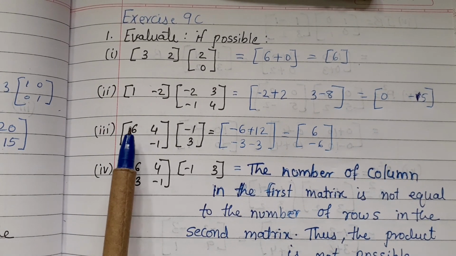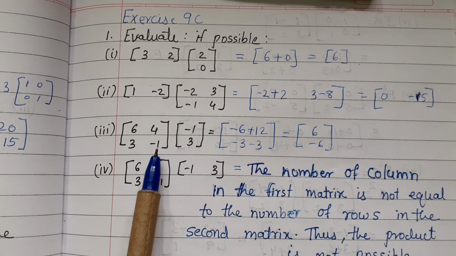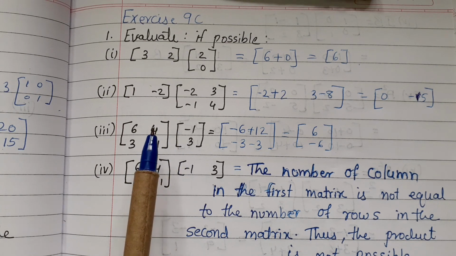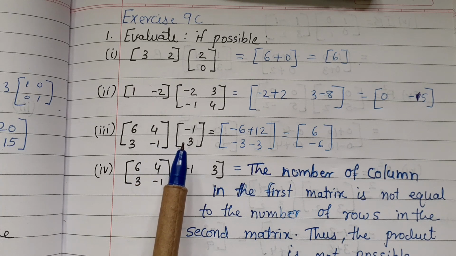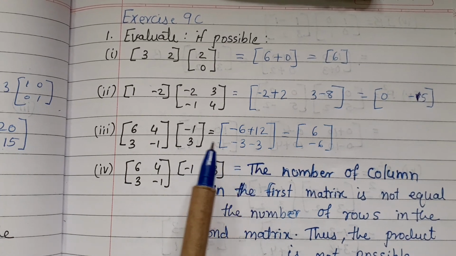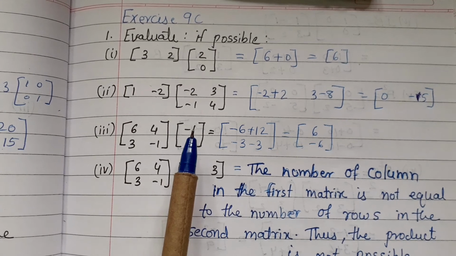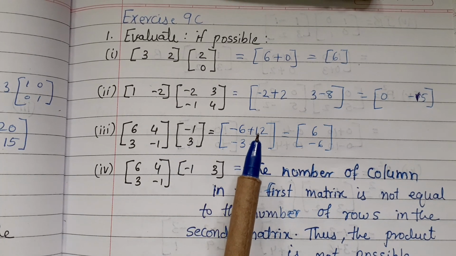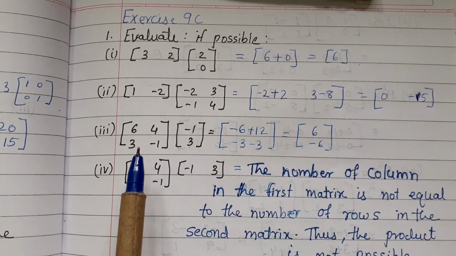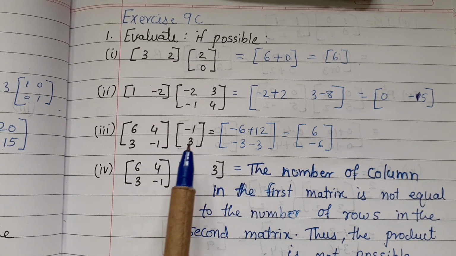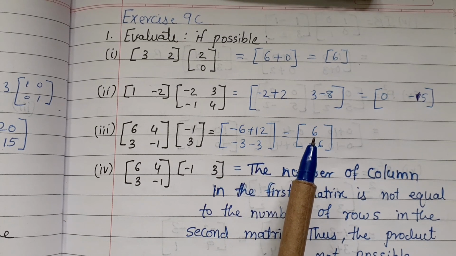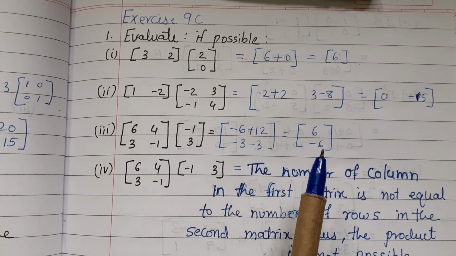Third part, 6 4 3 minus 1 3. The number of rows is equal to the number of columns, so it is compatible. Minus 6 plus 12, and minus 3 minus 3. So minus 6 plus 12 is 6, minus 3 minus 3 is minus 6.